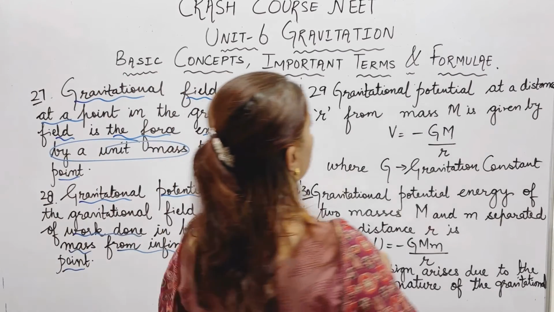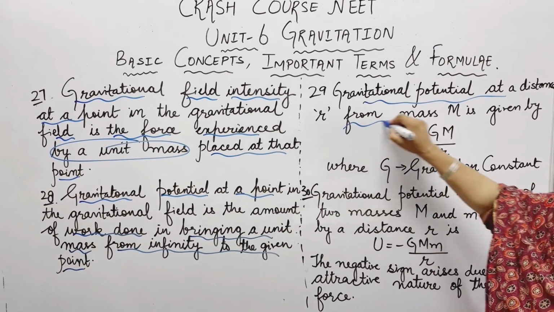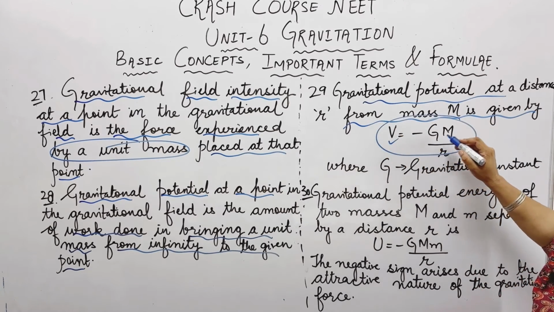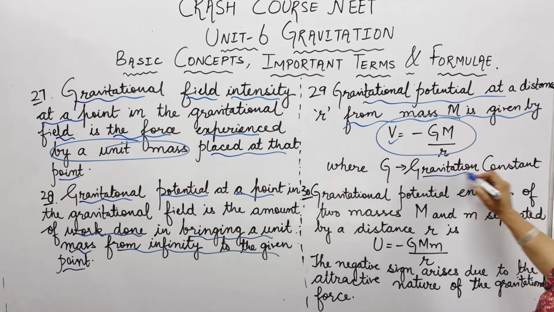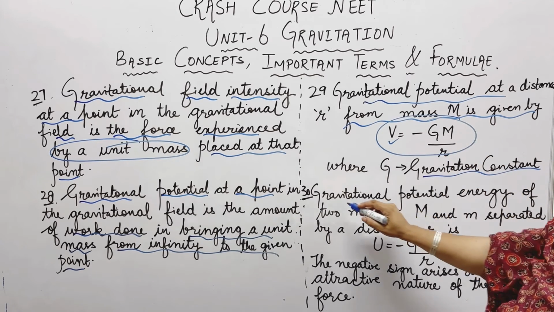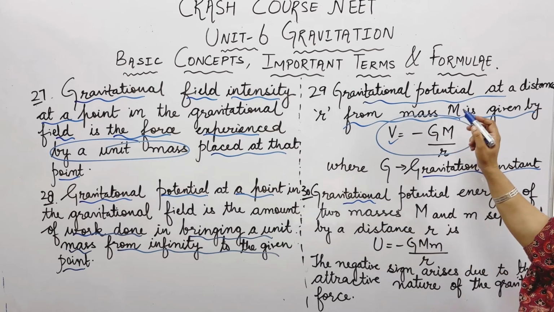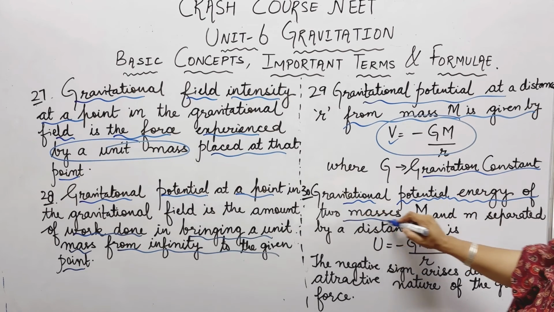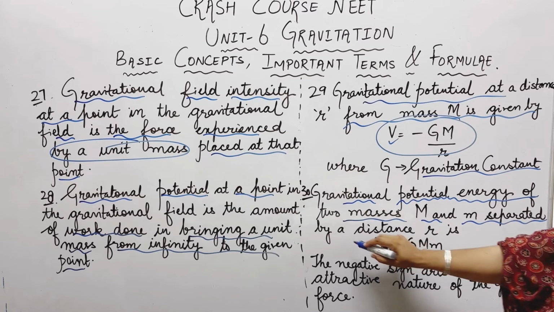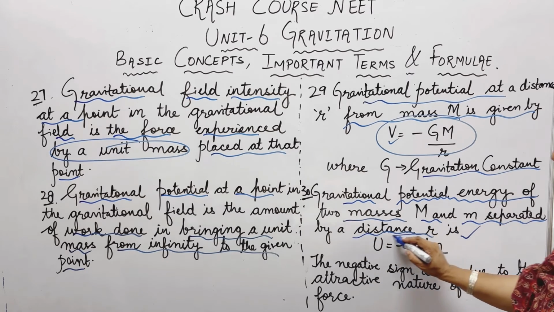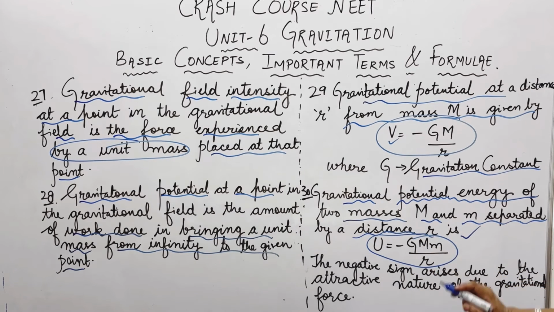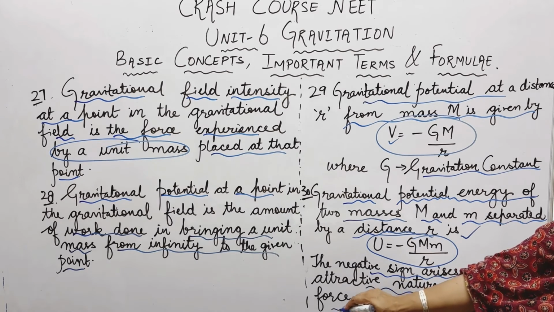The next is about the gravitation potential at a distance r from the mass M, which is given by V, the potential, equal to minus GM by r, where G is the gravitation constant, M is the mass, and r is the distance from which it is being taken. Next is the gravitational potential energy of two masses capital M and small m separated by a distance r, which is given by minus GMm by r. Here the negative sign arises due to the attractive nature of the gravitational force.